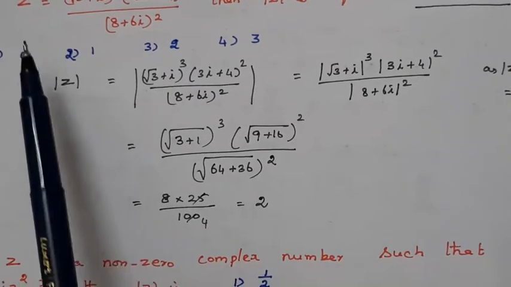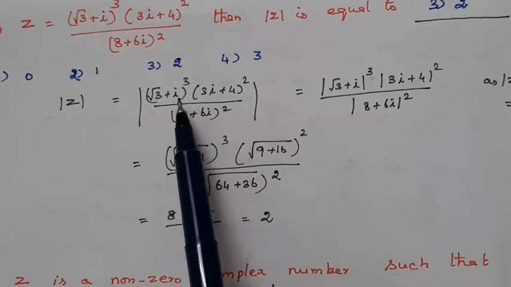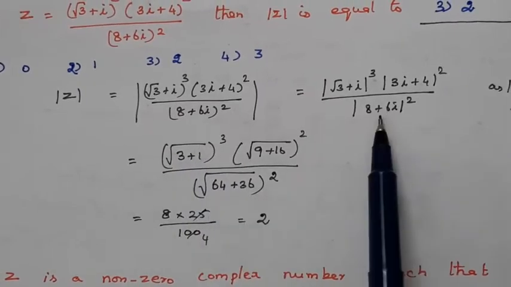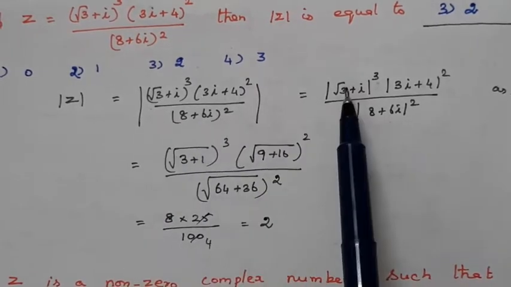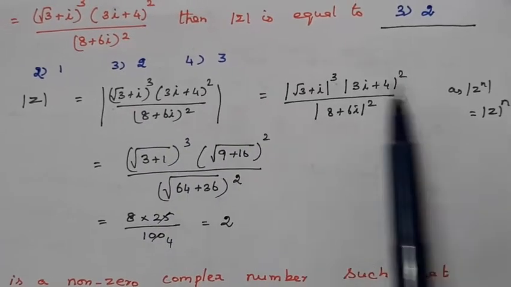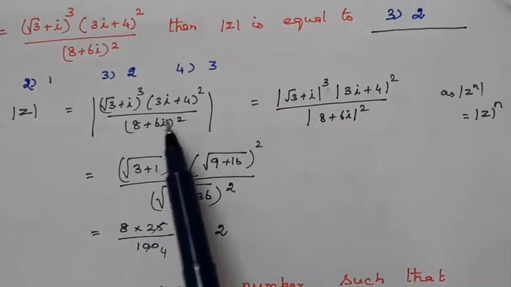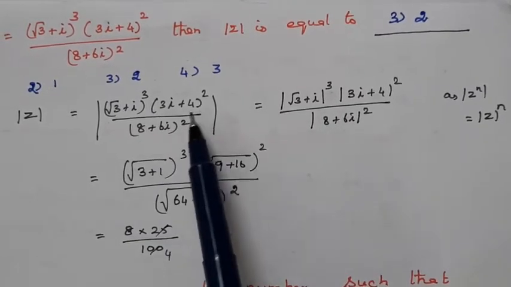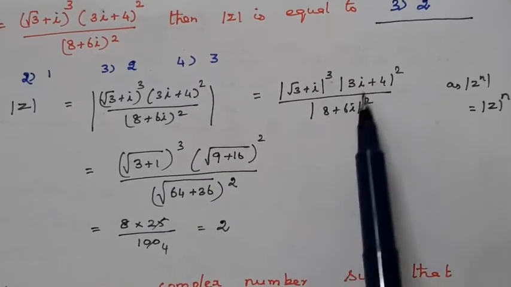So let us find the modulus of the given complex number z by taking the whole modulus and using the property modulus of z1/z2 is equal to modulus of z1 by modulus of z2. Again in the numerator you have a product of two numbers, so modulus of z1 z2 is equal to modulus of z1 into modulus of z2. Again the complex number has a power, so modulus of z^n is equal to modulus of z to the whole power n. So combining three properties we have modulus of z is equal to modulus of (√3+i) the whole cube into modulus of (3i+4) the whole square by modulus of (8+6i) the whole square. So here three properties have been used.